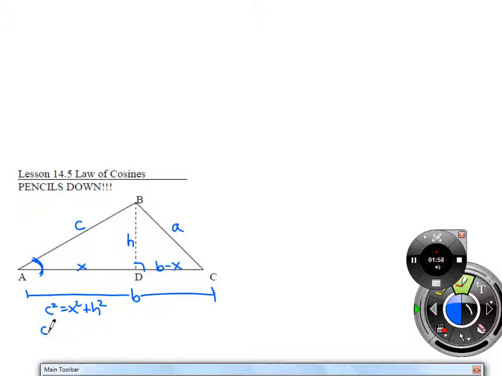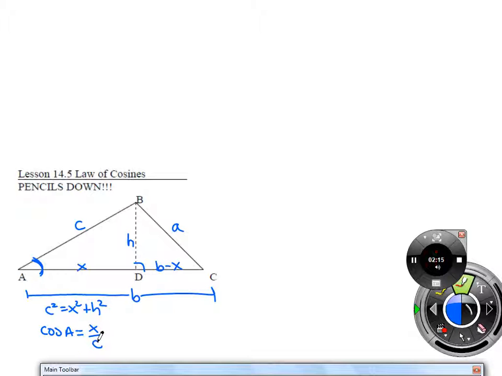So like we did with law of sines, one equation I can write is, in this case, I'm going to use the cosine. So the cosine of angle A would be equal to what in this little right triangle? The cosine of angle A would be equal to x over c. Okay?